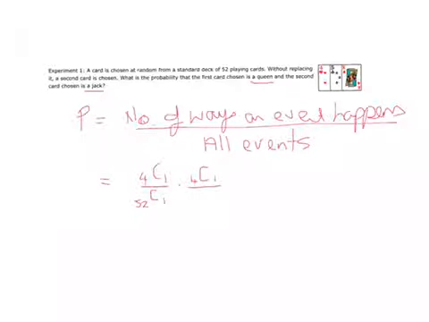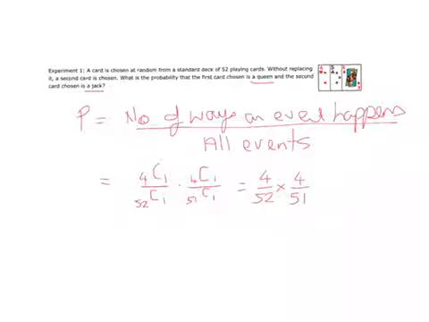Now what's the key now? The card wasn't replaced in the first place. So we don't have 52 cards anymore. We've got 51. So how many ways of choosing one card from 51? It's going to be 51 choose 1. So 4 choose 1 over 52 choose 1 is 4 over 52, and then we're going to times this by 4 over 51.